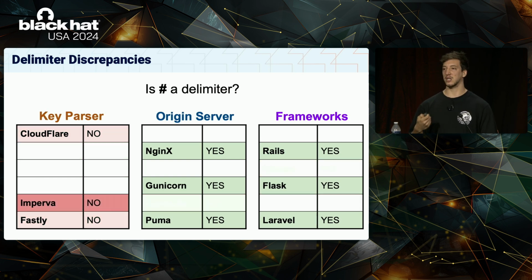And the interesting thing about the hash is that Imperva, for instance, Cloudflare, and Fastly don't consider the hash a delimiter, so they will just treat it like a common character, like any other ASCII value. And it's different for a backend server, because Nginx, Unicorn, Puma, Rails, Flask, Laravel, and many others all consider the hash a delimiter.